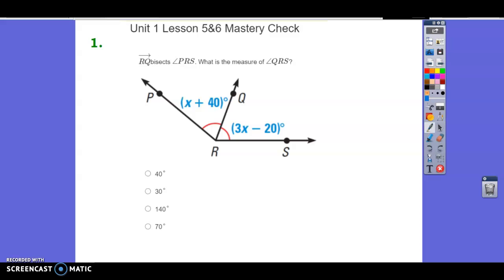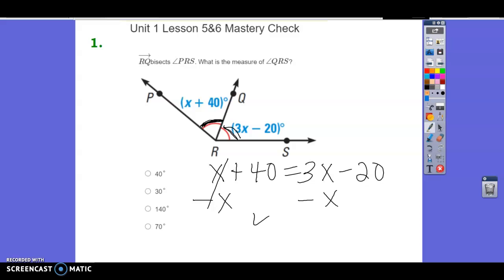So ray RQ bisects angle PRS. Bisects means that these angles are the same, and you can tell by this red angle mark right here. These angles are the same. So that's what I'm going to start with, my equation from the diagram. They are equal. The only reason we know that is because that angle is bisected. So now I'm just going to solve for x. Then I'll go back up and read the problem again.